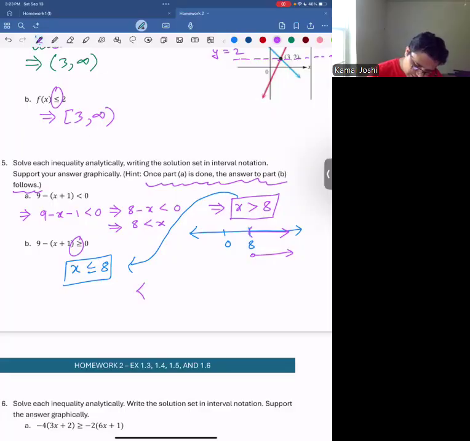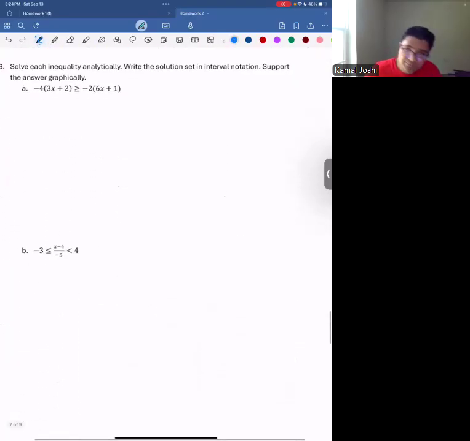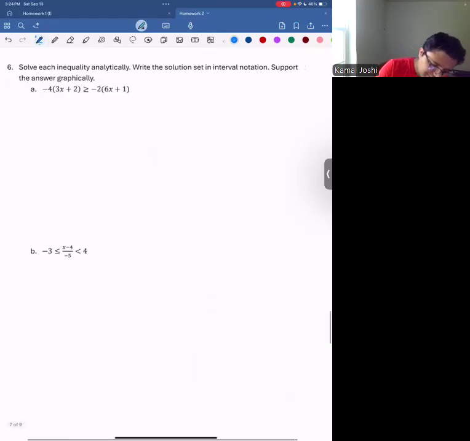Now you want to do this in a graph. Okay, actually infinity and minus infinity here. In the graph, you would have 0 here, 8 here, like that. Solve each inequality analytically and write the solution the same like before. Okay. More practice. Let's do it.